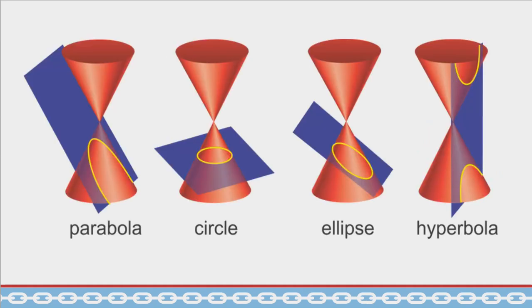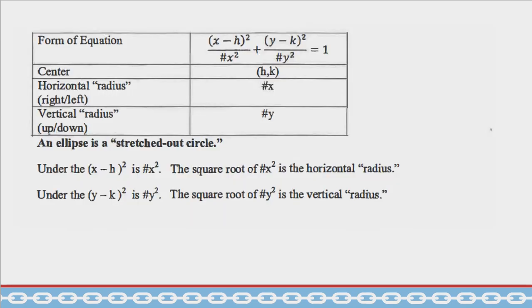So an ellipse happens, we see in this third option, where a cone is cut in such a way that the plane that we're cutting it with goes completely through the cone, but not parallel to the base. So we get that oval shape, which we would call an ellipse. So we are going to look at graphing those today.